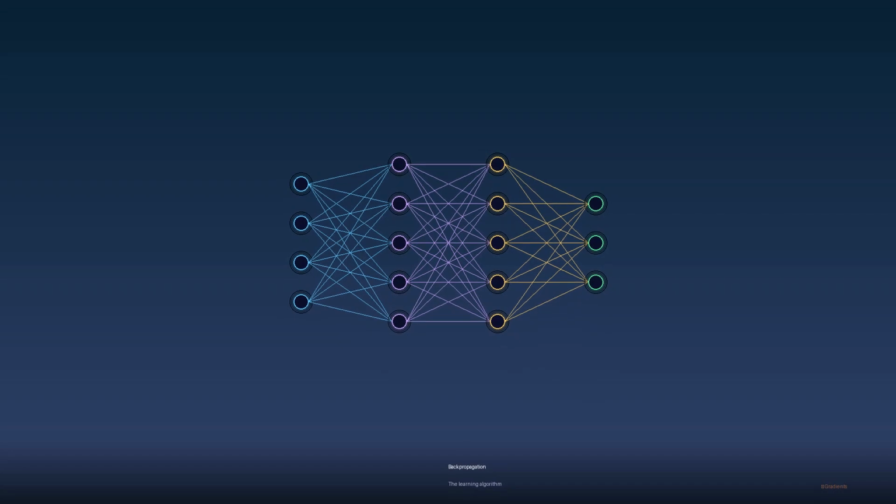Backpropagation uses the chain rule to calculate gradients of the loss with respect to every weight. This reveals each weight's contribution to the error. Invented in the 1980s, this algorithm made deep learning possible.